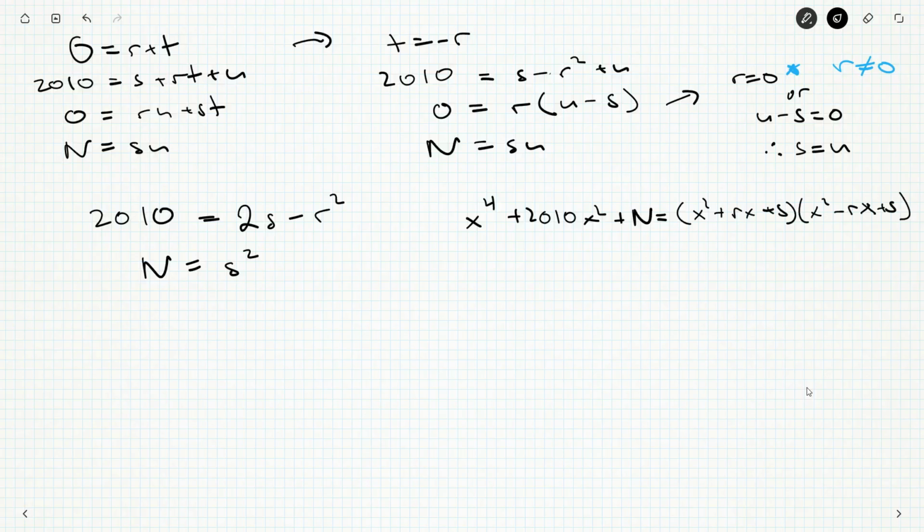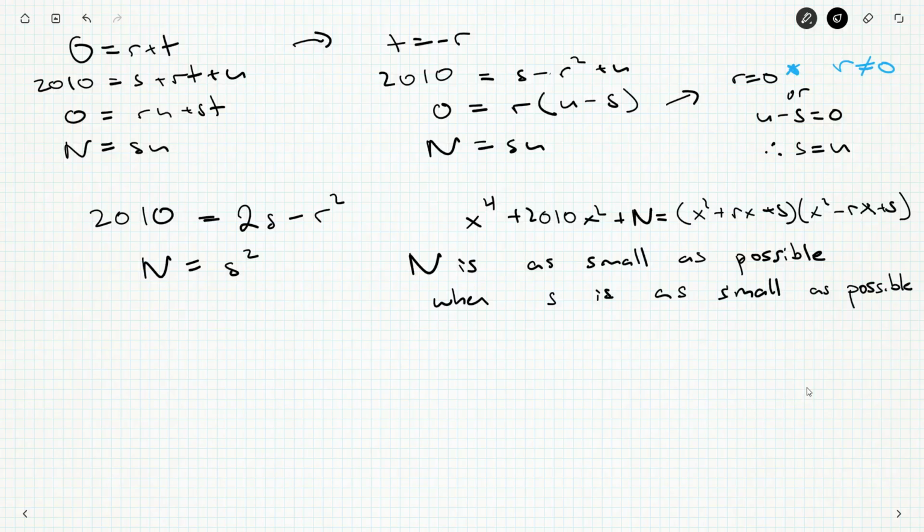Now, I want to make n as small as possible. So n is as small as possible when s is as small as possible. Okay, so I want s here to be very small. So you can bring the r squared over, and that's got to be equal to 2s. Okay. So both of these are positive, so s is going to have to be positive. Well, that's good, because if we could just get smaller and smaller... Actually, no, a really big negative s would still give us a big n there, so that's not particularly helpful.